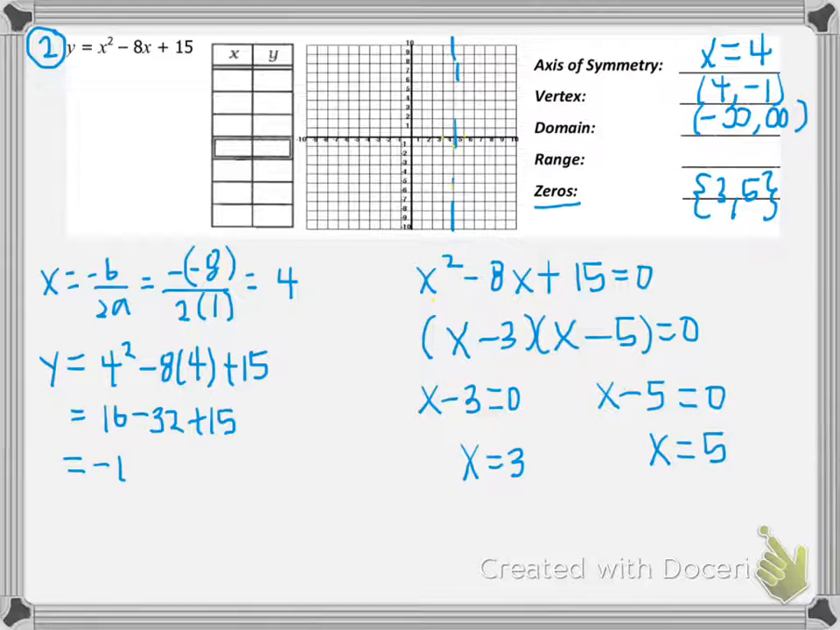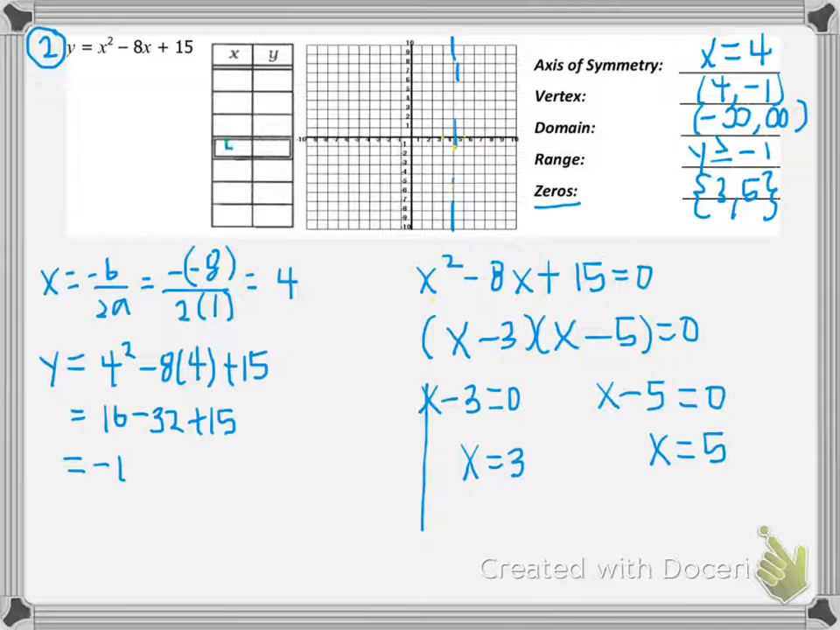So the range there, that means the lowest point is going to be at that 4 there, down to that negative 1. Okay, so the range, the stopping point, is going to be from negative 1 up to positive infinity. So that means my y values are going to be greater than or equal to negative 1.